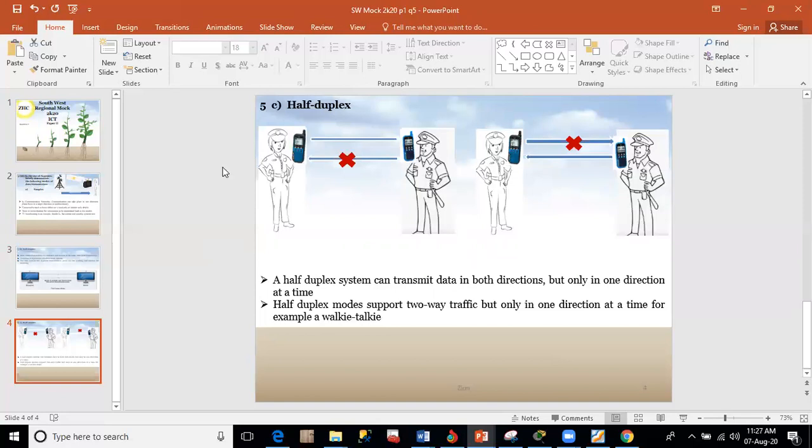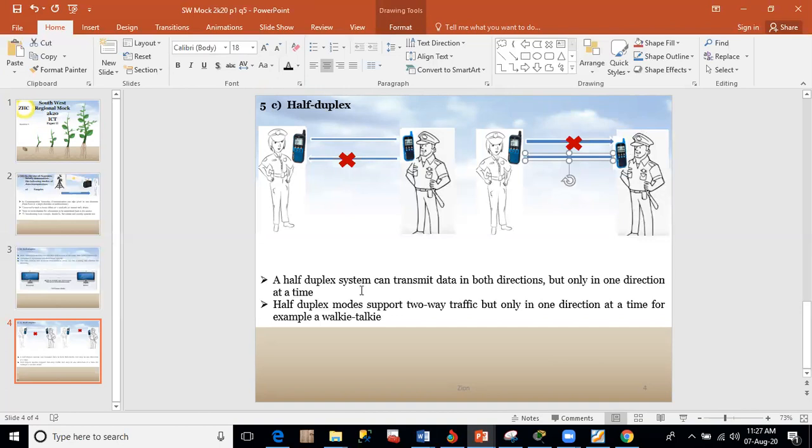Look at these two here. This is a woman and this is a man. This is what we call a walkie-talkie. This is a walkie-talkie for the lady and a walkie-talkie for the male. So when this woman here is transmitting, this other one here can only receive. He cannot transmit at the same time. That's why this one is blocked here. Vice versa, when the male is using his walkie-talkie to transmit, the female policewoman cannot transmit. She will be receiving only. That's the meaning of half duplex.